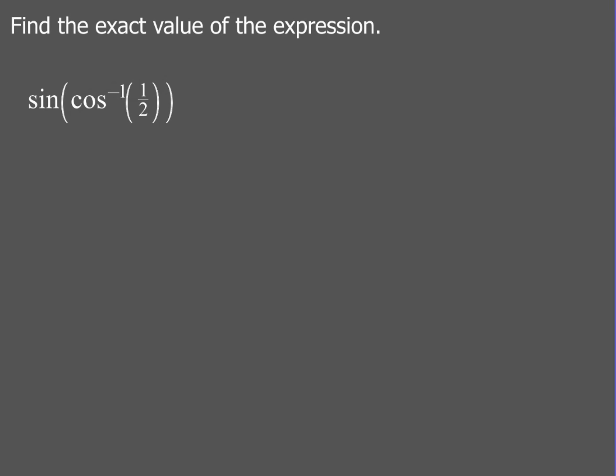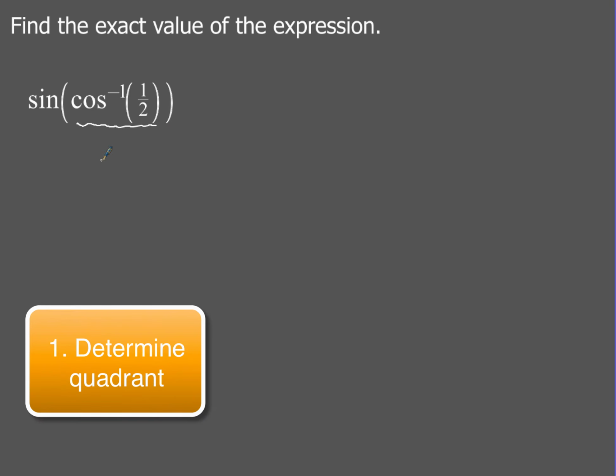So here we've got to find the exact value of the expression. And what we're going to do is work with this inside piece first, this arc cosine of 1/2. So the very first thing that we're going to do is determine what quadrant this is going to be located in based on our domain restriction for arc cosine.